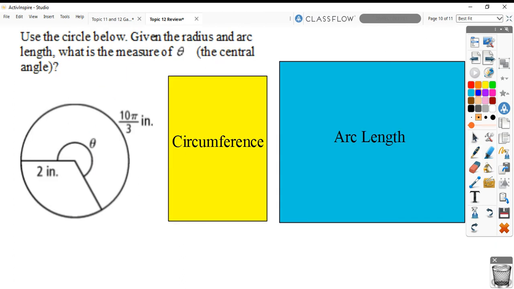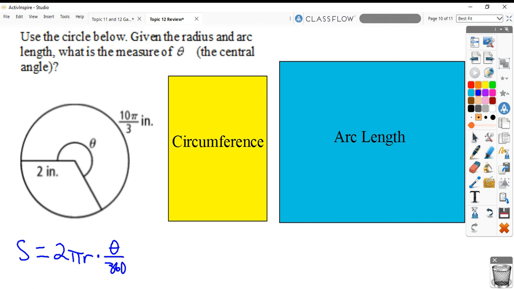Going on to, I believe this is our last question. Okay, this last question is a tricky one too. It tells you that we have a given radius and a given arc length. It's asking for the measure of theta, the central angle. So here's what we have to think about. We have to think about our formula for the arc length. The way we found arc length was that we said S, the length of the arc, equals the circumference, 2 pi r, times that fraction, theta over 360.